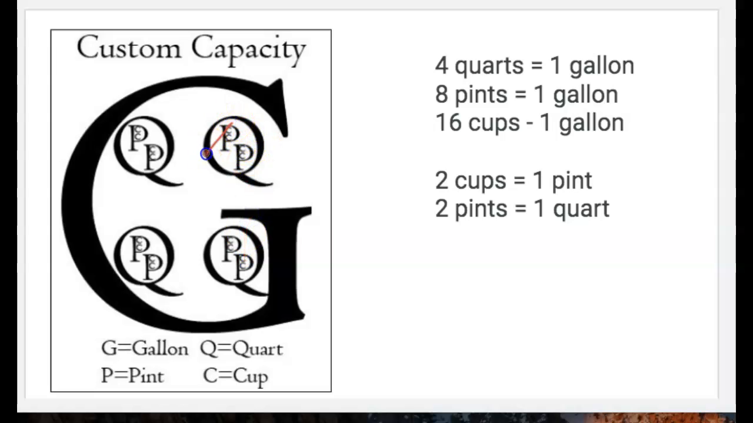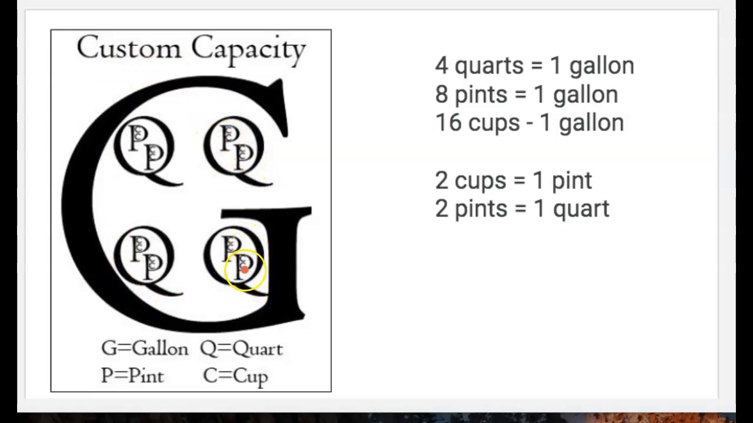Inside the quarts, you have the letter P, which is for pints. So there's 1, 2, 3, 4, 5, 6, 7, 8 pints in 1 gallon, and there's 2 pints in 1 quart. And if you had 2 quarts, there would be 4 pints. So this is kind of a neat visual where you can see right away how many of something it takes to make something else. And if you look inside the P's, there are 2 C's, which stands for cups. So there are 2 cups in 1 pint, 2 pints in 1 quart, 4 quarts in a gallon.